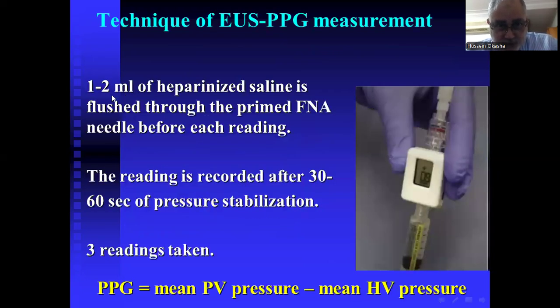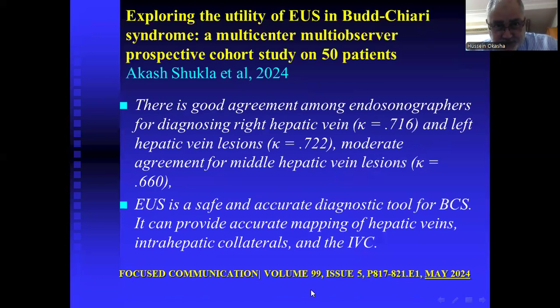The technique is 1 to 2 milliliters of heparinized saline is flushed through the primed FNA needle before each reading, and the reading is recorded after 30 to 60 seconds of pressure stabilization, with 3 readings taken. As I mentioned, the portal pressure gradient is the mean portal pressure minus the mean hepatic venous pressure.